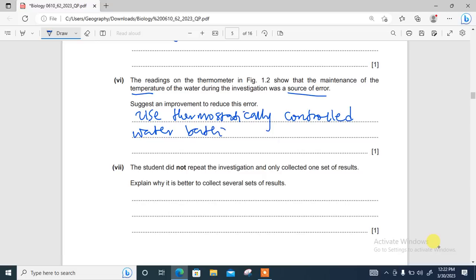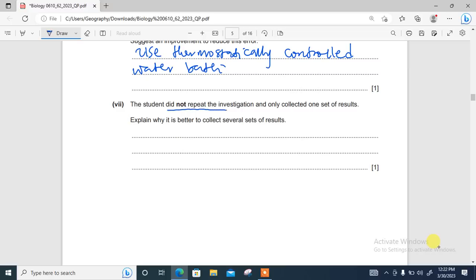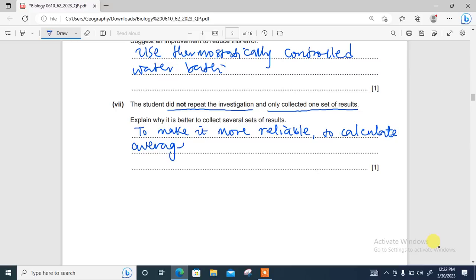Next, we're told here that the student did not repeat the investigation and only collected one set of results. Explain why it is important to repeat an investigation. It is to make it more reliable, also to calculate an average, and also to help remove anomalies. You're good with that? Okay.